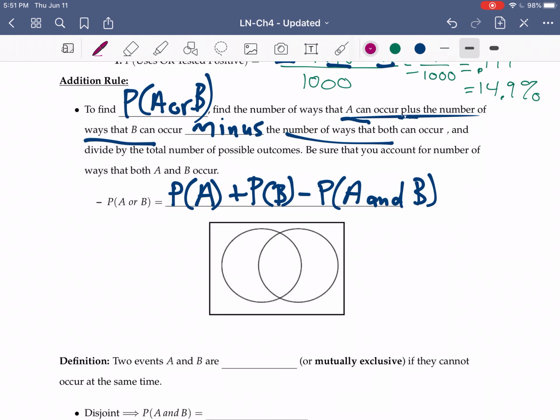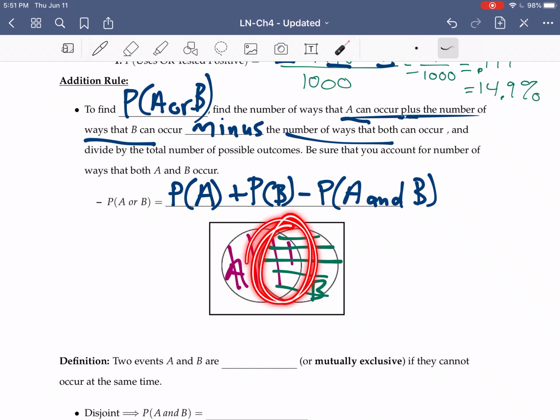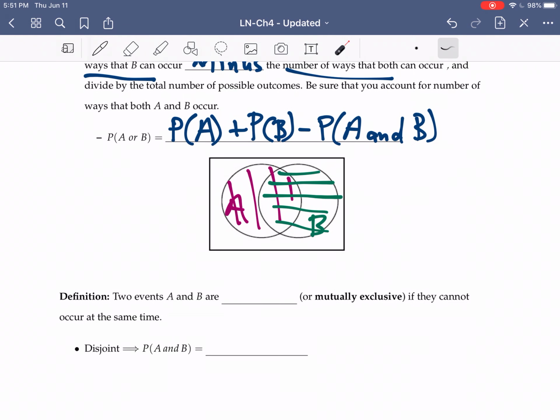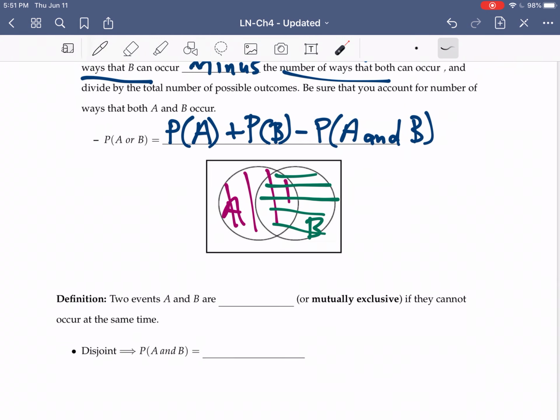Right. In this Venn diagram, if this is A and this stuff here is B, we're looking at the probability of A plus the probability of B. And you'll notice that this stuff right here in the middle was double counted, so we end up subtracting it out once. So that's how we find probabilities using our addition rule.